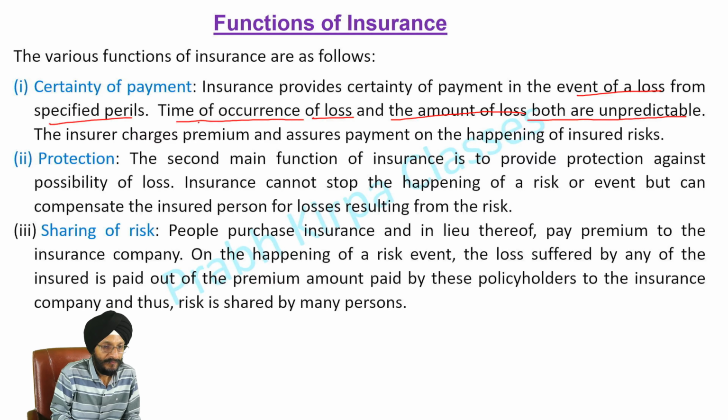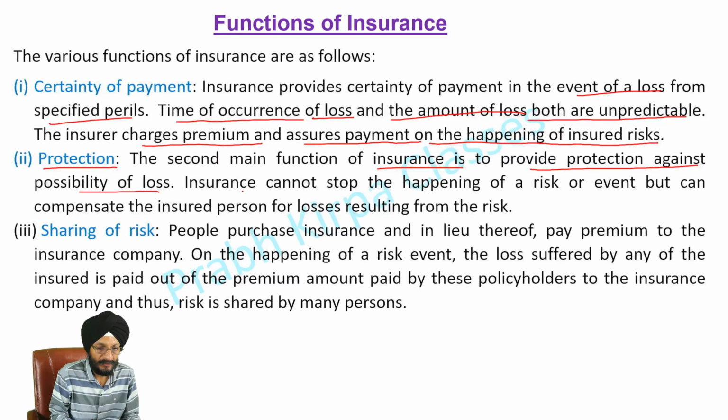Second function is protection. The second main function of insurance is to provide protection against possibility of loss. Insurance company cannot stop the happening of a risk or event, but can compensate the insured person for losses resulting from the risk.